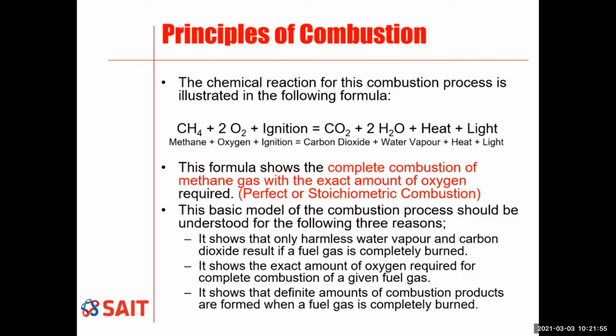or perfect combustion, or stoichiometric combustion is perfect combustion. So it's methane, oxygen, and ignition will produce carbon dioxide, water vapor, heat, and or light. Heat, light. Okay? Pretty straightforward. You should know this perfect combustion formula that is in here. The CH4 plus 2O2 plus ignition is equal to CO2, 2 H2Os, heat and light.